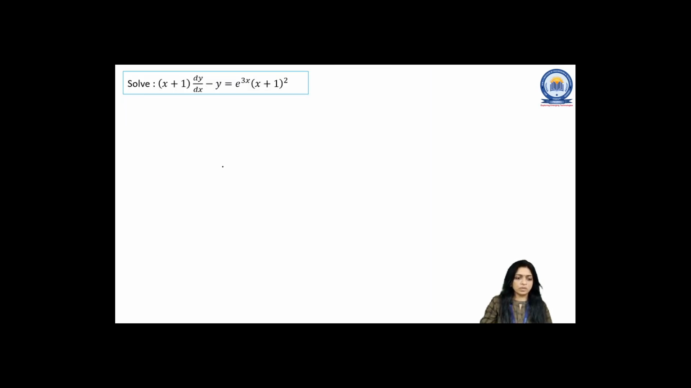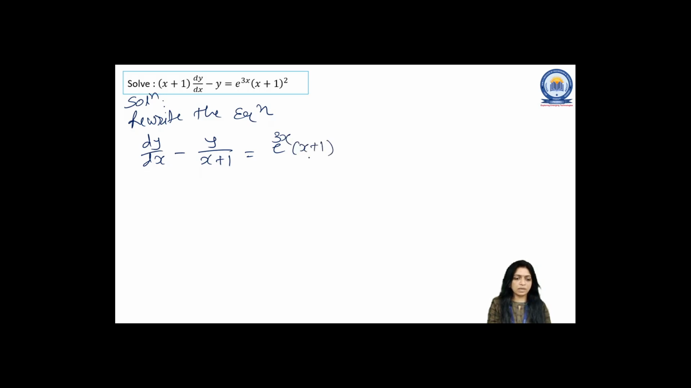Let's move on to one more example for better understanding. We are taking a different kind of example here. In this case, rewriting the equation, we get dy by dx minus y upon x plus 1 is equal to e raised to 3x into x plus 1, right? By dividing the whole equation by x plus 1, we get this equation, right?